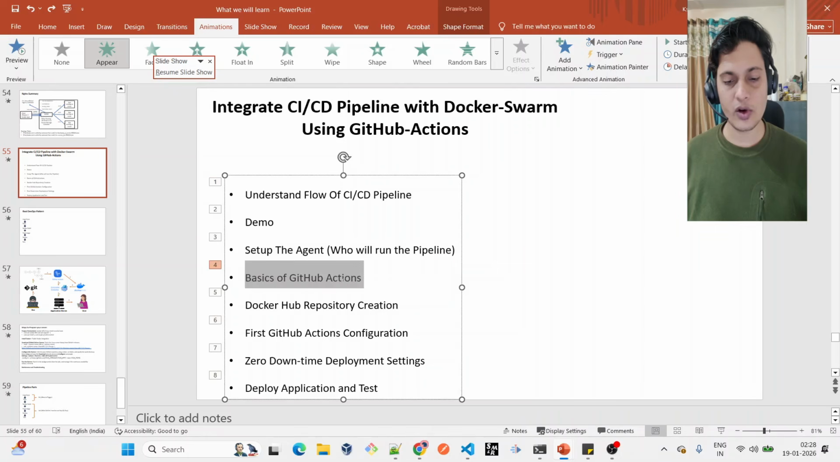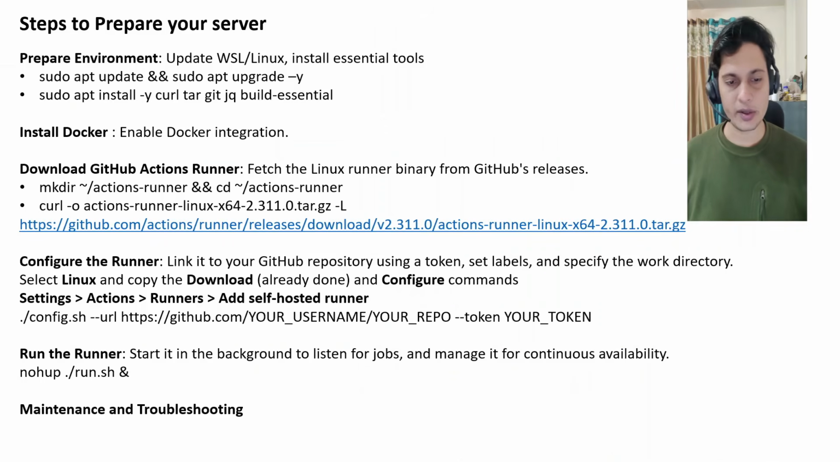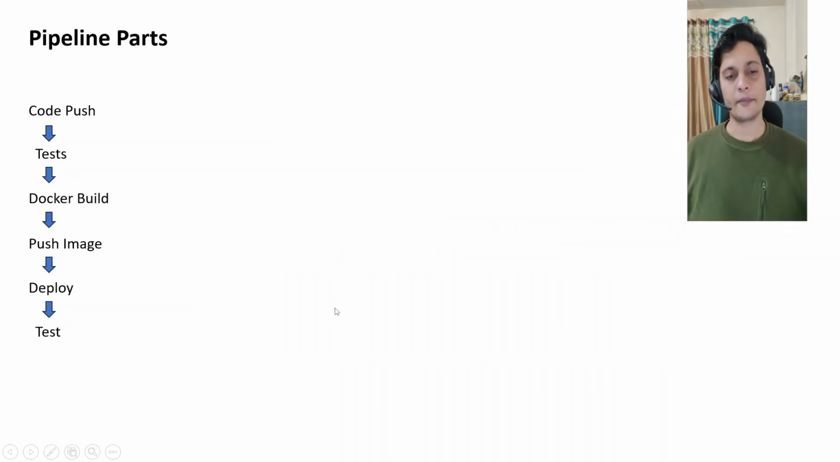Now let's go for the basics of GitHub Actions. Before doing anything, let's learn what GitHub Actions is. So I will come back here to my main slide, and here we have just executed this part too. Now coming to GitHub Actions. This is the pipeline part, the flow which we understood earlier, what the real DevOps process uses: code push, test, Docker build, push images, deploy, and test. But where will GitHub Actions help me?